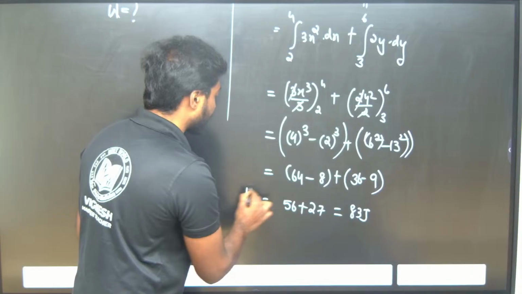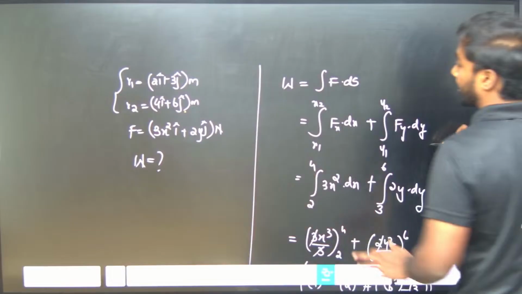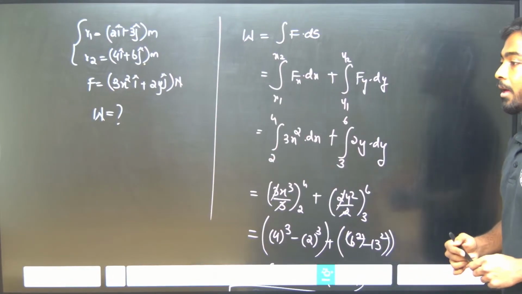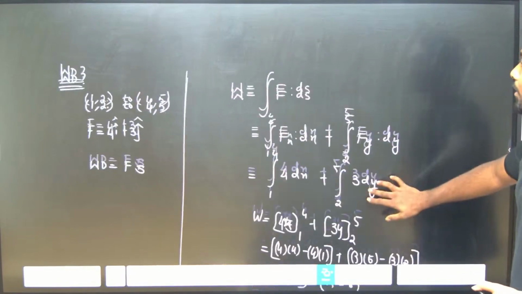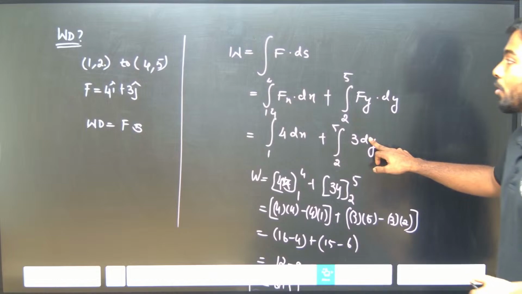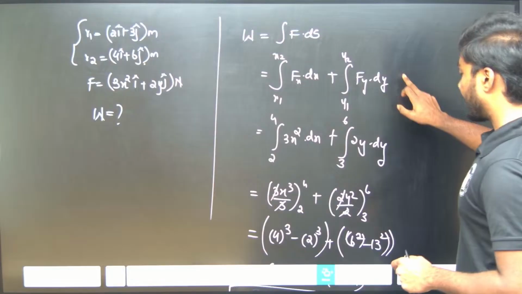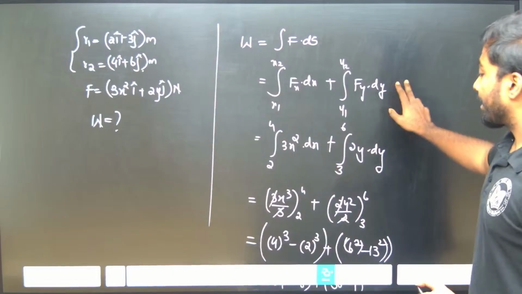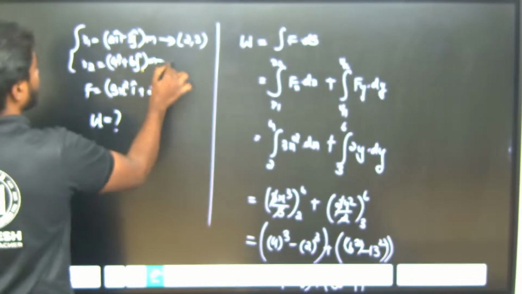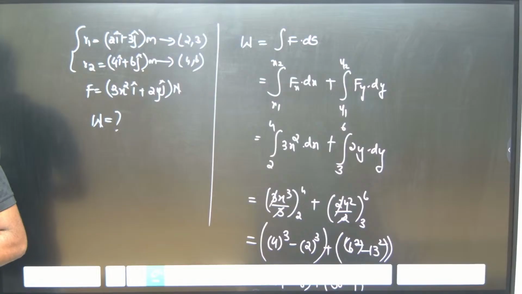So this is my work done when they are given in the form of a position vector. In the previous case they gave in terms of points like (1, 2) to (4, 5), and we derived it like this. And in the next case they gave position vector and force, and we derived it in the same way, where we conclude that this is (2, 3) and this is (4, 6), right? Understood? So is there any doubt in this now?